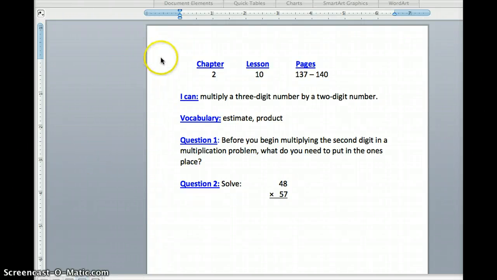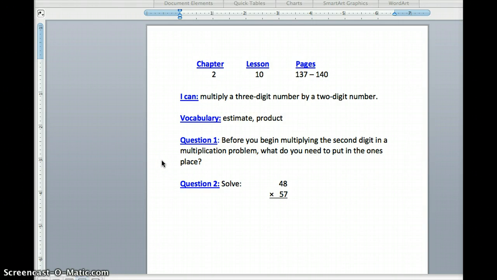Today's video is on Chapter 2, Lesson 10, which can be found on pages 137 through 140. Our objective is: I can multiply a 3-digit number by a 2-digit number. Vocabulary: estimate and product. Question 1.